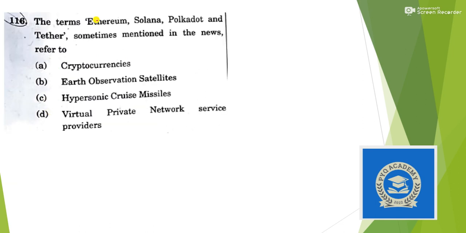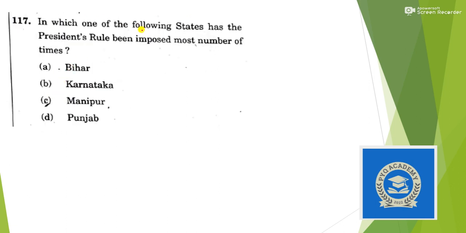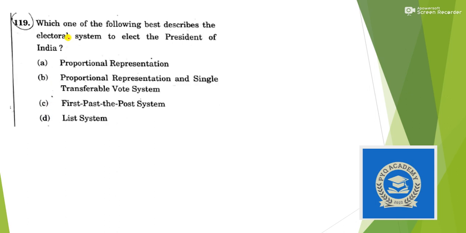Next, Ethereum, Solana, Polkadot, they are nothing but cryptocurrencies, option A. In which of the following states has President's rule been imposed the most number of times? The answer should be option C, Manipur, it is 10. For Bihar I think it is 8, for Punjab also it is 8. Next, the use of electors' photo identity card, so factual question again, option B, 1993. Then, which of the following best describes the electoral system? This was an expected question because the presidential election was held a few months back, so the topic was current. The answer is option B.